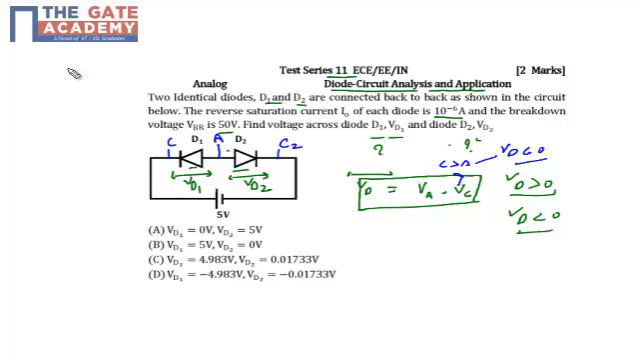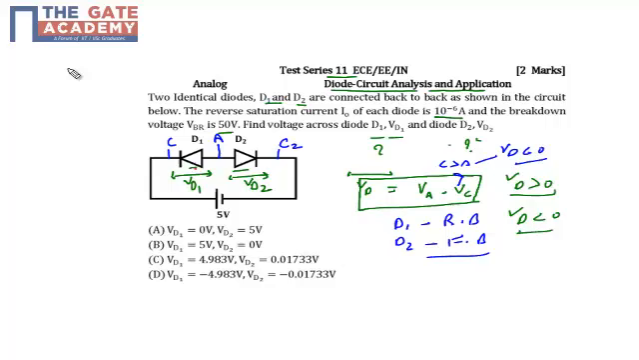On the other hand, in the case of D2, the anode is at a much higher potential than the cathode, because the cathode C2 is connected directly to minus 5 volt. So VA is at the higher potential, which means D2 is forward biased. My conclusion is that D1 is reverse biased and D2 is forward biased.